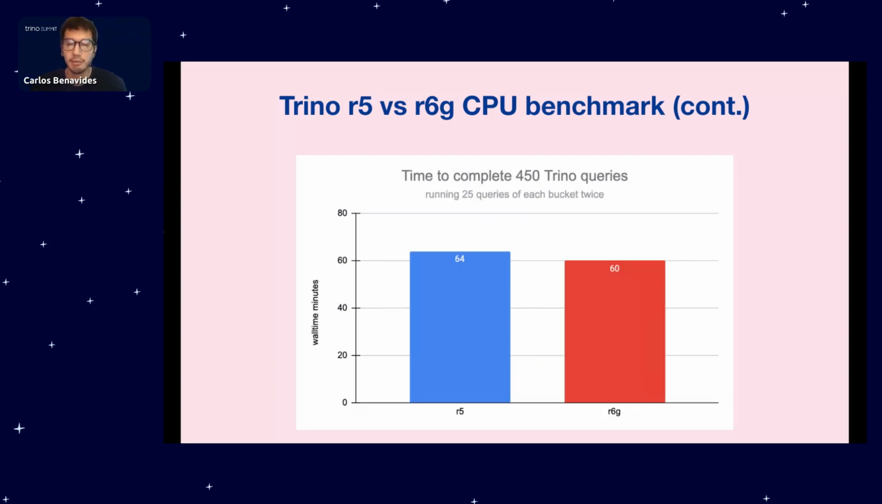We then did a quick throughput benchmark, and we wanted to see how long it would take to complete 450 queries with a concurrency factor of 40 queries. Using R5, it took 64 minutes to complete these 450 queries. Using R6G, however, it took 60 minutes to complete the queries. And so we saw a throughput improvement of around 6%. The queries we used were the same queries we used for the benchmark, taking 25 of each bucket and running them twice.